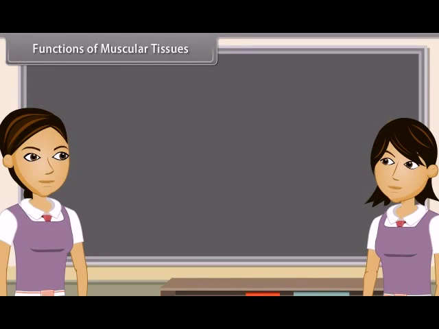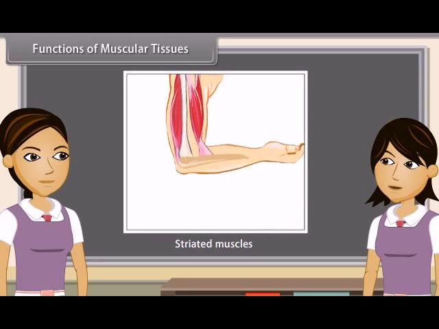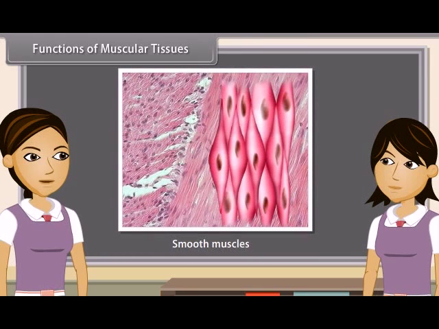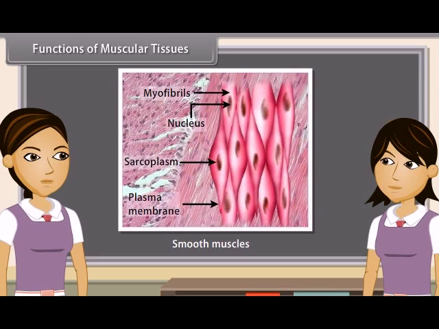Functions of muscular tissues. Striated muscles provide the force for locomotion and all voluntary movements of the body. Smooth muscles are involuntary muscles, that is, they do not work according to our will. Movement of food in the alimentary canal, and opening and closing of tubes, are due to smooth muscles.